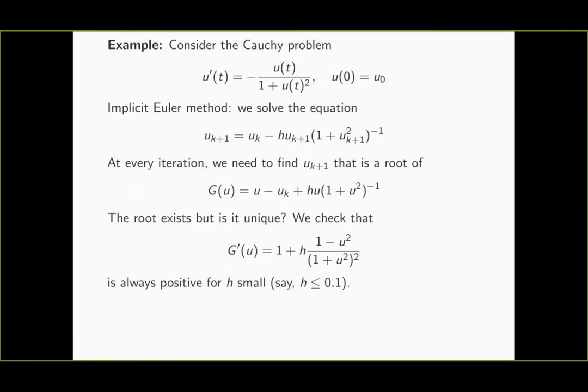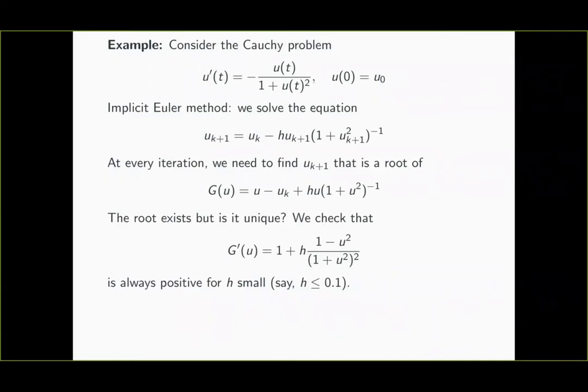So in particular, for u very large in the positive direction, we will get a positive value, and for u very much in the negative direction, we get a negative value. So by the intermediate value theorem, g certainly has got a root. Now we need to make sure that the root is actually unique. And one way to do that is to show that the derivative never vanishes.